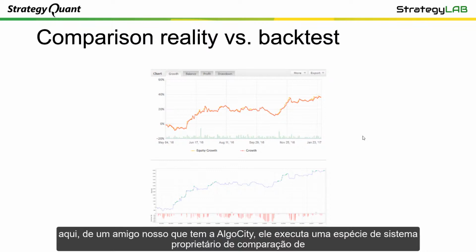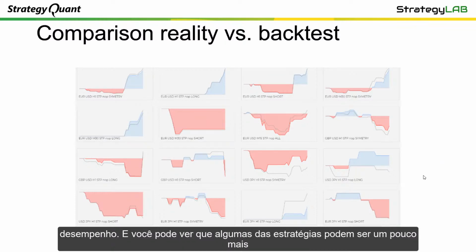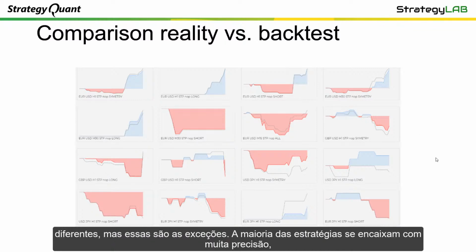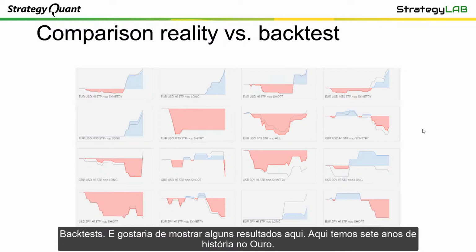I have another comparison here from our friend who has AlgoCity. He runs a sort of proprietary performance comparison system, and you can see that some of the strategies may be a little bit more different, but those are rather the exceptions. Most of the strategies fit really very accurately, so those backtests usually really match the real trading. That's how we know we can rely on the backtest. And now I'd like to show you some results here.